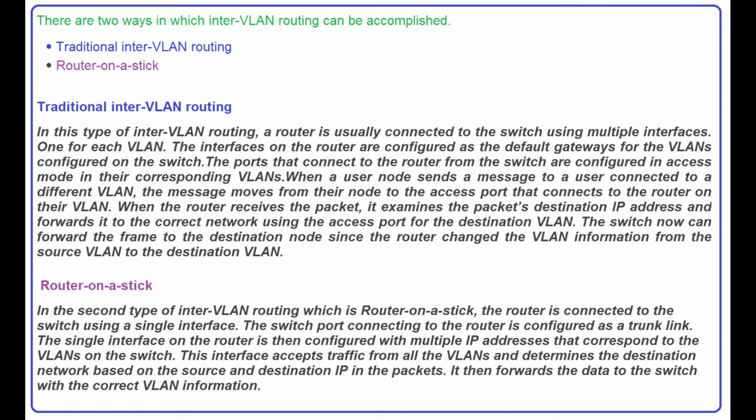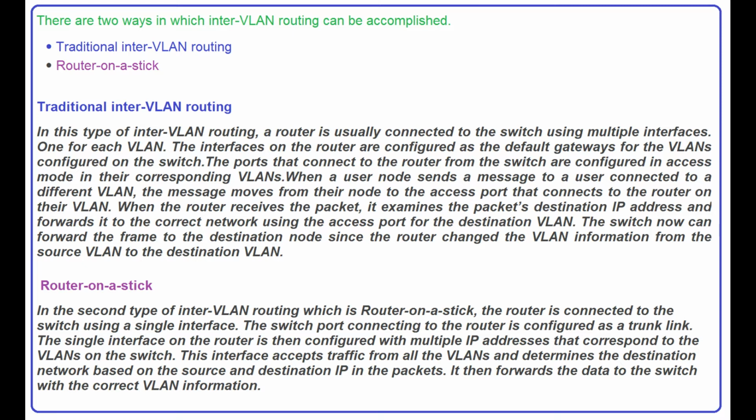When a user node sends a message to a user connected to a different VLAN, the message moves from their node to the access port that connects to the router on their VLAN. When the router receives the packet, it examines the packet's destination IP address and forwards it to the correct network using the access port for the destination VLAN. The switch can now forward the frame to the destination node since the router changed the VLAN information from the source VLAN to the destination VLAN.